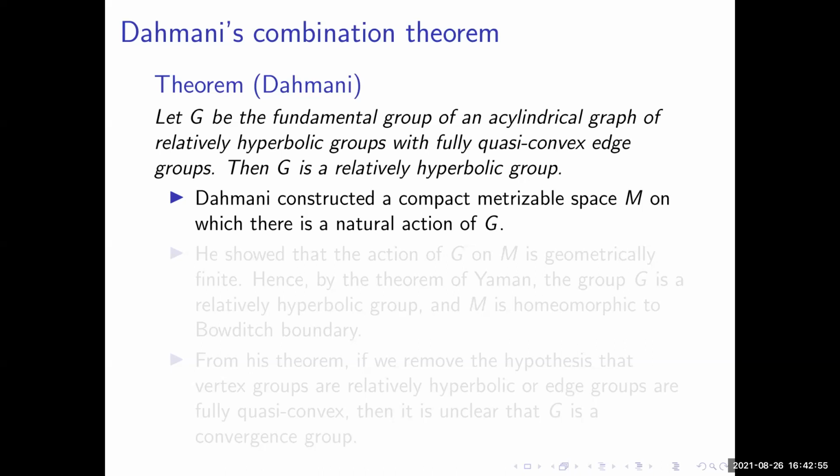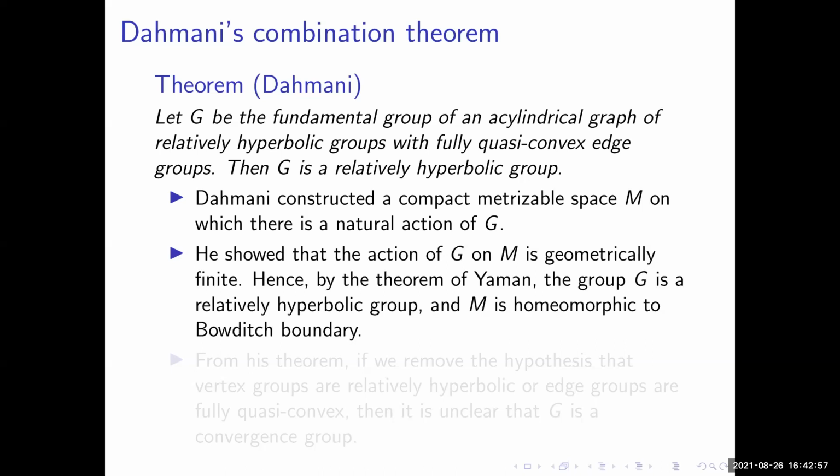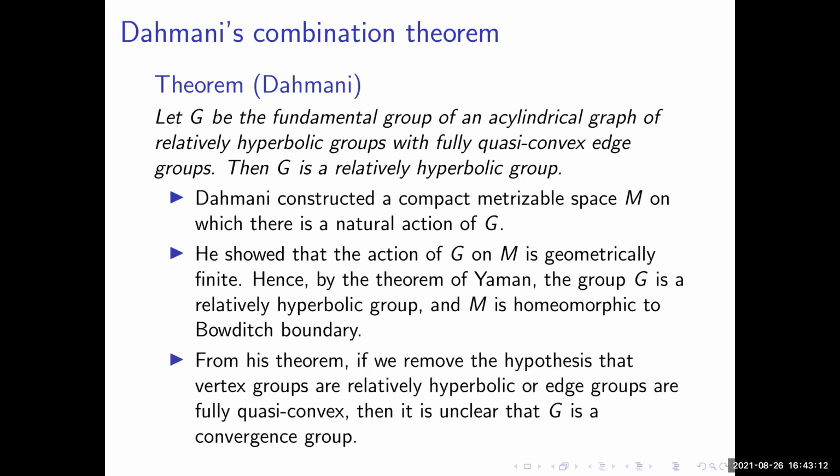Then he showed that the action of G on this constructed space M is geometrically finite, hence by the theorem of Yaman, the group G is a relatively hyperbolic group and M is homeomorphic to the Bowditch boundary. But the problem is that from his theorem, if you remove the hypothesis that vertex groups are relatively hyperbolic and edge groups are fully quasi-convex, then it is unclear that G is a convergence group, even if you remove this cylindrical hypothesis, because the point was that this eccentricity forces that we cannot flow a boundary point very far.